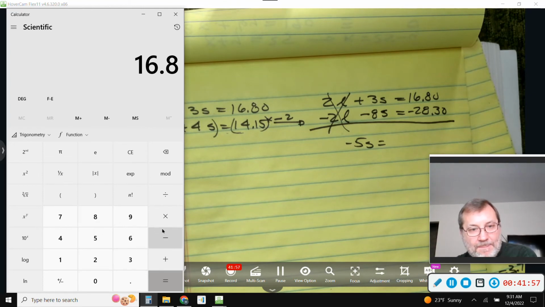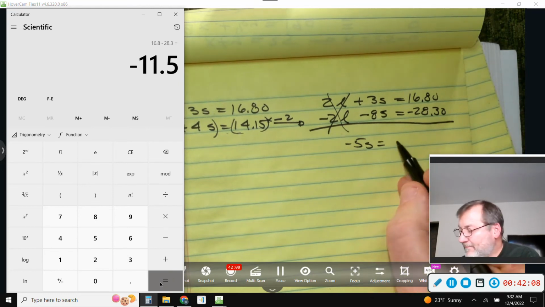16.8 minus, or plus a negative, 28.3. Negative 11.5.